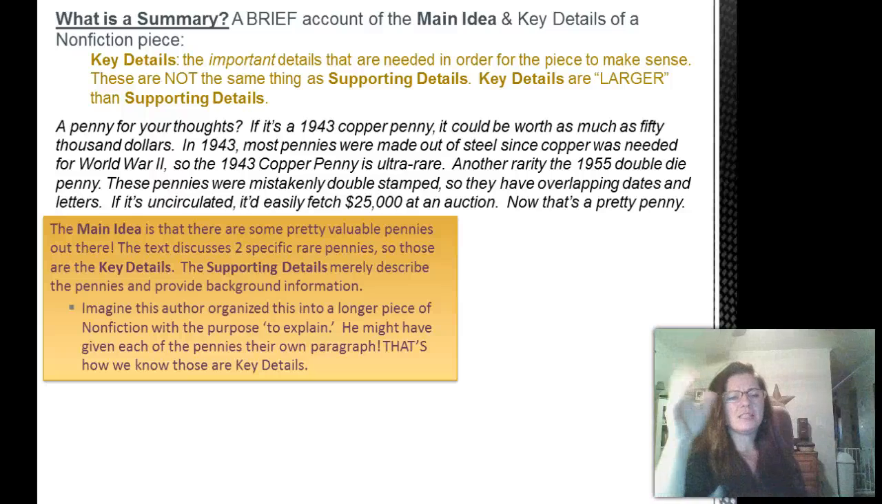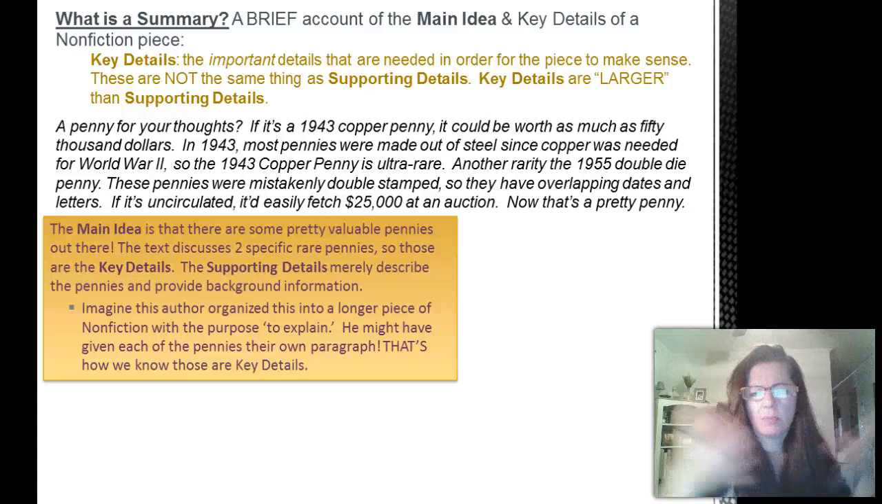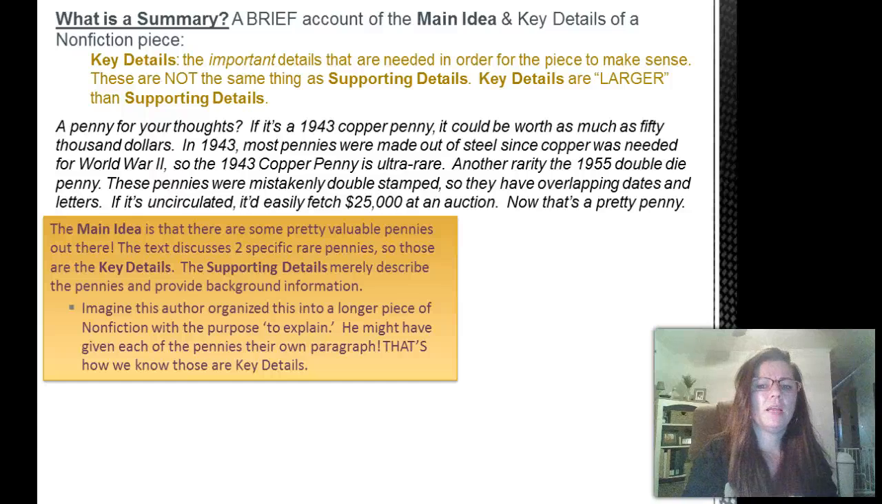So how do you know the difference? Easy. Imagine this author organized this into a longer piece of nonfiction, a big piece, with a purpose to explain. He might have given each of the pennies their own paragraph. That's how we know those are key details. Okay, he wouldn't have talked about most pennies being made out of steel copper. That wouldn't have been its own paragraph, because that supported why the 1943 copper penny was so valuable. So it's a supporting detail. You see, the big detail here is the 1943 copper penny is valuable.